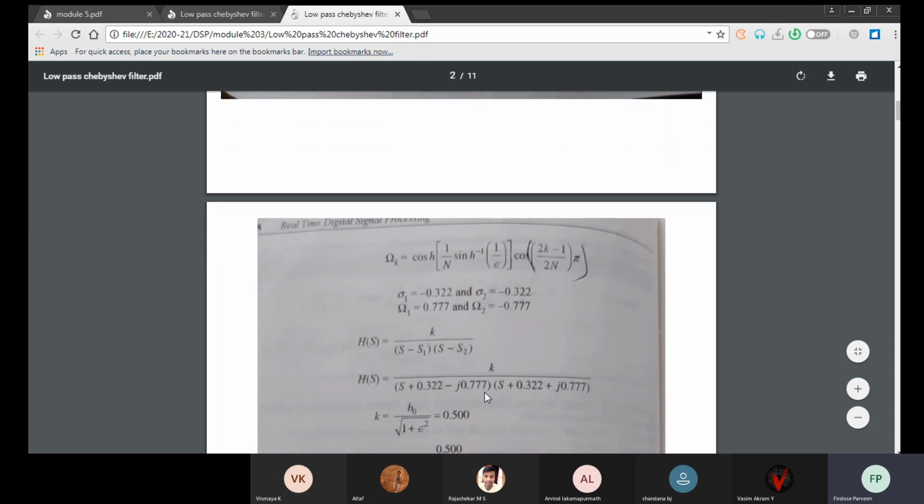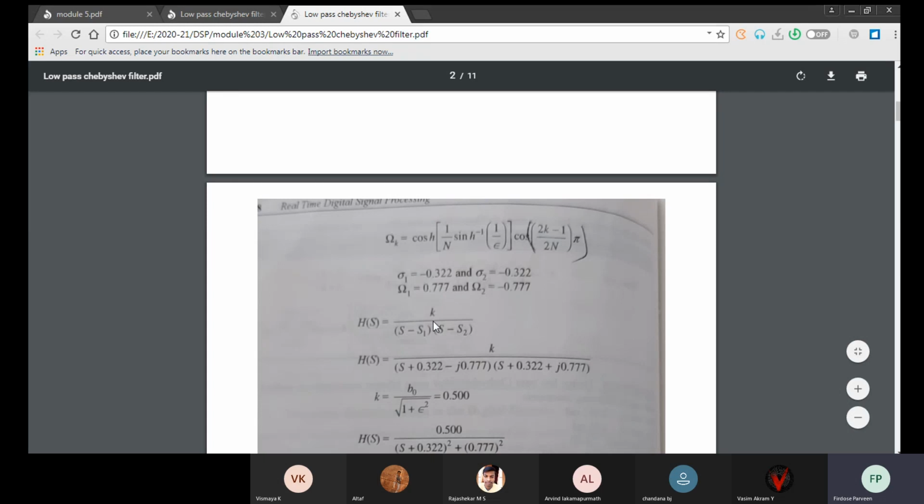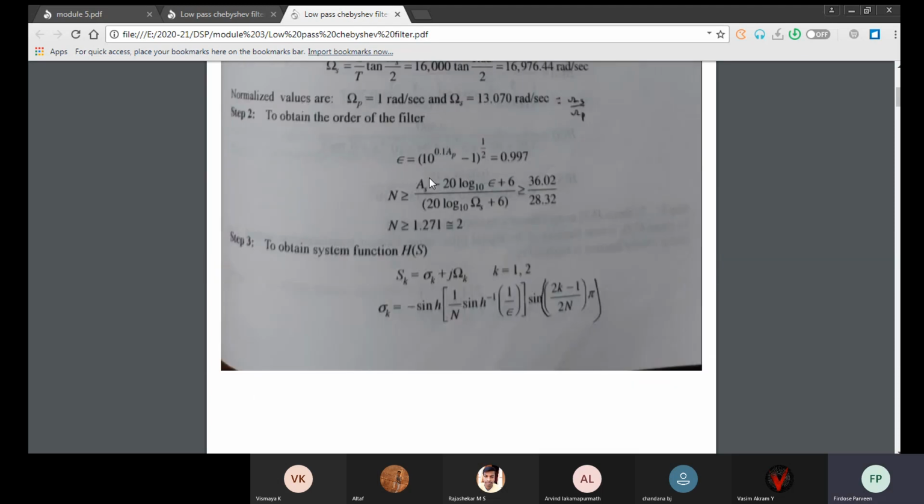So H of s, we know the formula, it is K divided by (s minus s1) into (s minus s2). In the Butterworth filter, we used to take K divided by (s minus s1) into (s minus s1 conjugate). Here it is (s minus s1) into (s minus s2). s1 is given here: sk is equal to sigma k plus j omega k. So s1 will be equal to sigma 1 plus j omega 1. In that way you will get s1 and s2.